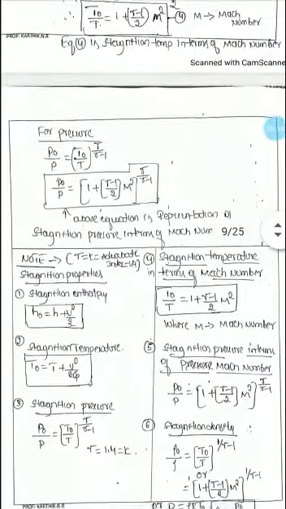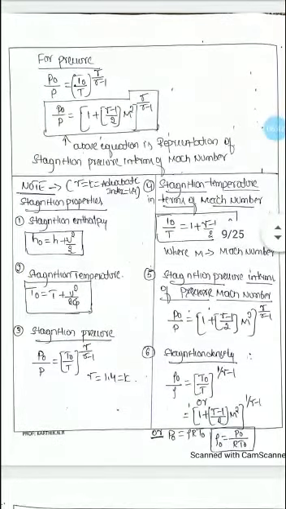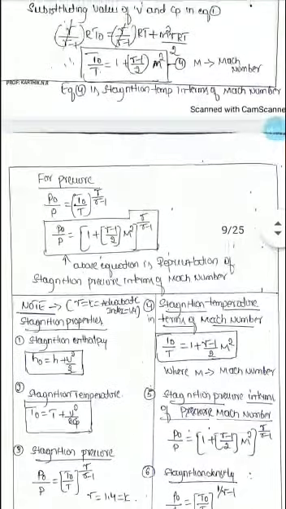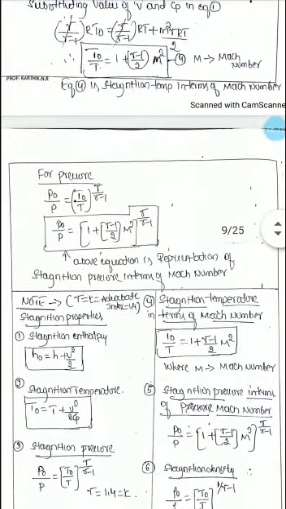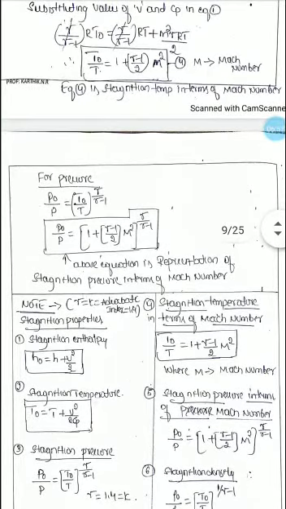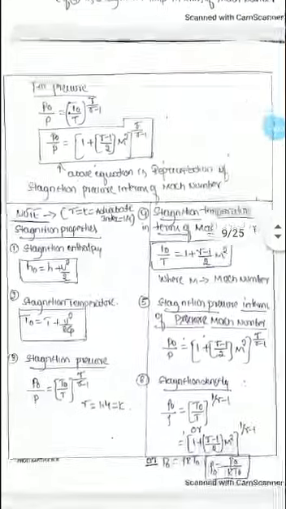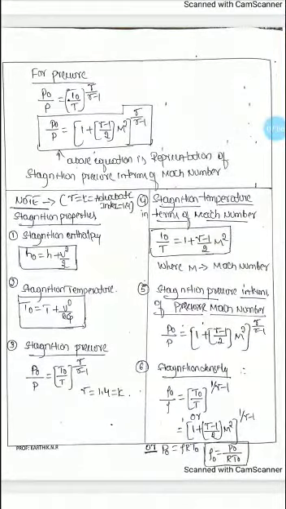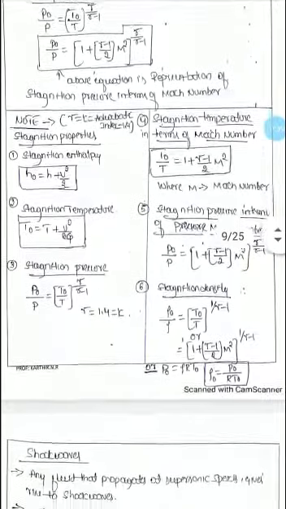Similarly, for stagnation pressure, P naught by P is equal to T naught by T raised to gamma divided by gamma minus 1. We already know T naught by T, so substituting it in this equation, P naught by P is equal to 1 plus gamma minus 1 divided by 2 M square, raised to gamma divided by gamma minus 1. This equation is the representation of stagnation pressure in terms of Mach number.